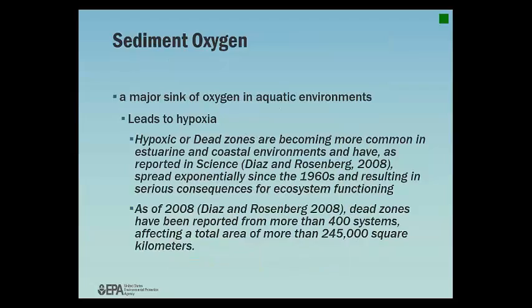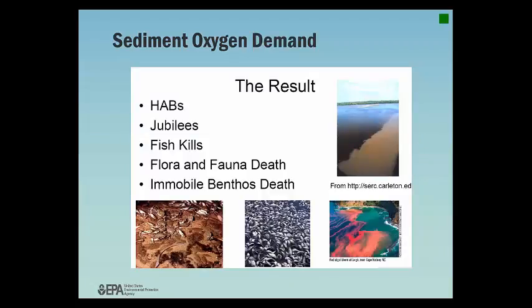Sediment oxygen demand is a major sink for oxygen in the aquatic environment and is responsible for leading to large areas of hypoxia and anoxia in estuarine and coastal waters. Sediment oxygen demand in coastal and estuarine waters has led to harmful algal blooms and jubilees, which are periodic anoxic or hypoxic conditions in the underlying waters, which cause large fish kills and things like crabs and such to leave the water body up onto the shores, flora and fauna death, and death to benthic populations.